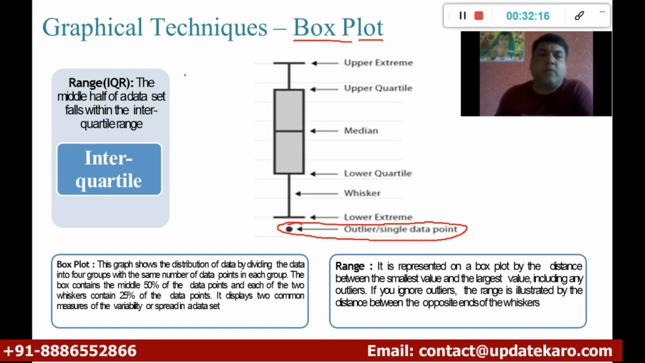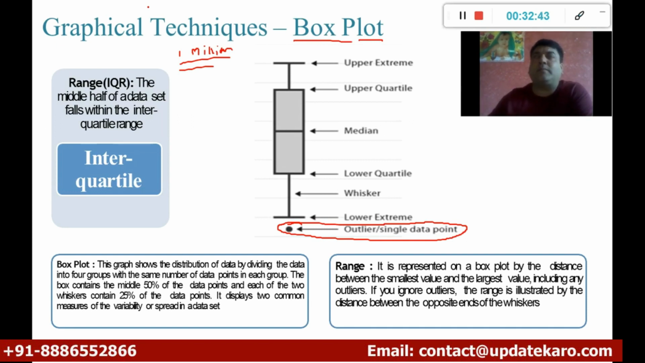Right? So suppose you have 1 million data points and you want to find out the outlier values within that data. How will you find out? You need some sort of graphical technique wherein you will understand at least at what range or at what values the outliers are present.